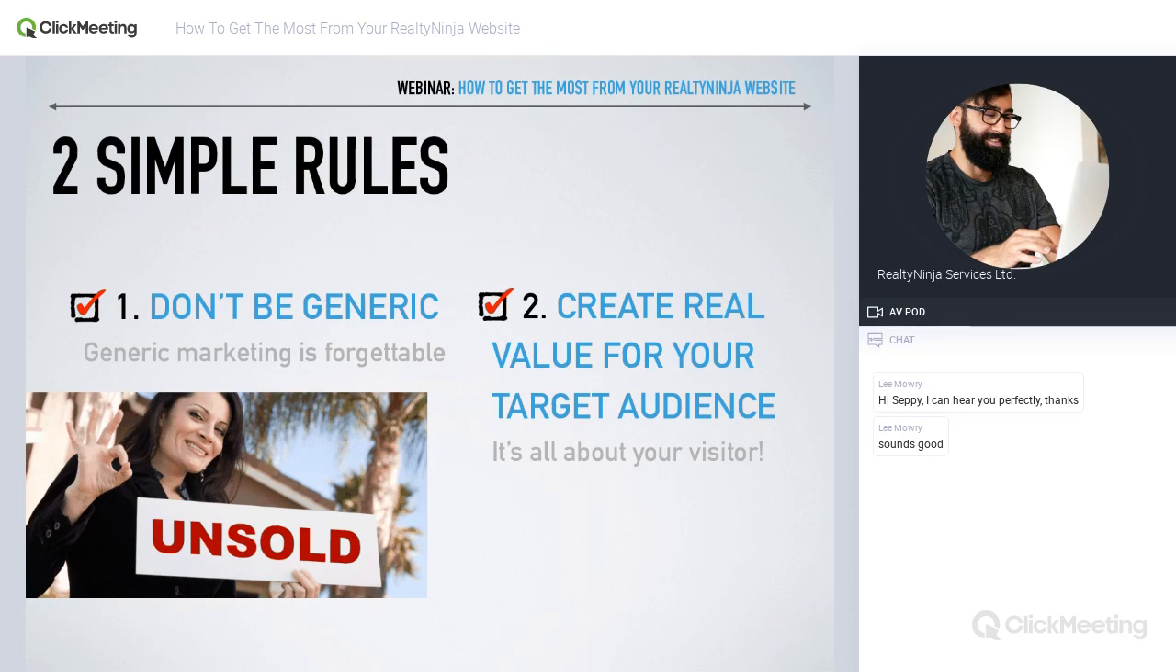Now, I've been to your website, Lee. I've used your website before, and I actually use it as an example in this webinar, which you'll see in a few slides. So I know that your website is not generic. I know that you do create real value for your target audience. Your community pages are amazing, and your website is very much targeted towards Princeton and those surrounding areas. So you're already hitting the nail on the head with these 2 points.